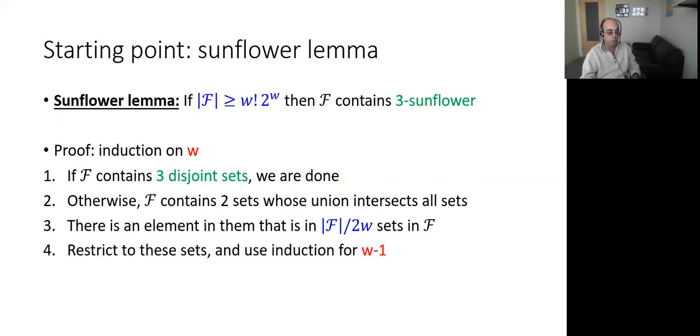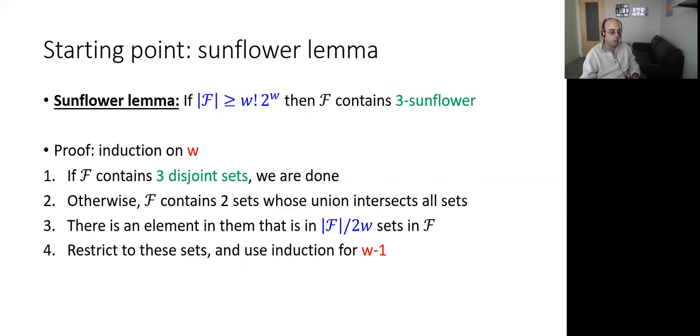So now what do we do? We just restrict to all the sets containing this one common element. So now we have fewer sets. But now in our restricted set system, all of the sets contain this one element, so we can just remove it and continue. So we just use induction for W minus 1. And you see the bound that you get is 2W times 2W minus 1 times 2W minus 2 and so on, which gives you this W factorial 2 to the W. So this is it. This is a proof.